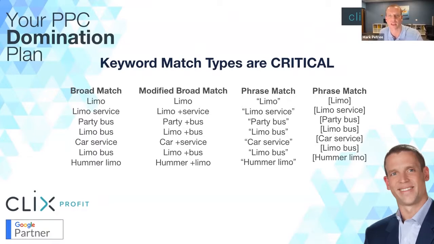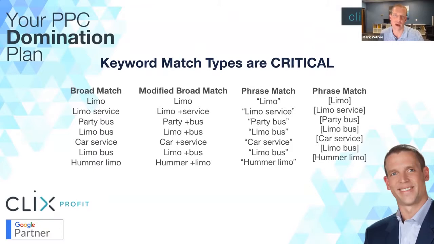Now, phrase match, the keywords have to be in the same order. So for instance, if someone searched best limo service to airport, your ad would show, right? Because you have limo service. But if someone searched limo party service, your ad would not show because limo service is not in the correct order. And then exact match is just like it sounds. The search needs to match up exactly.